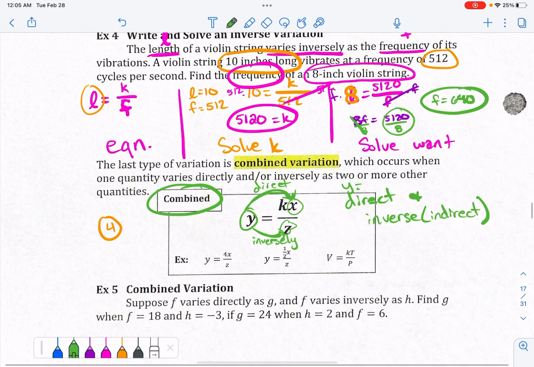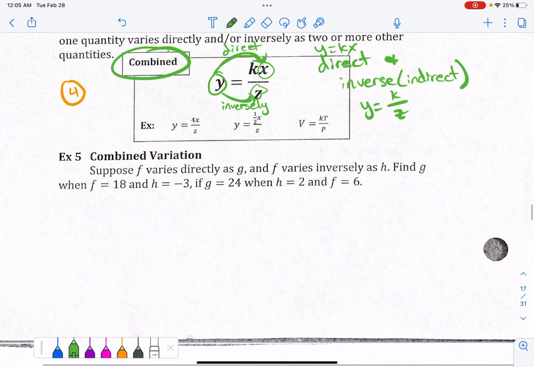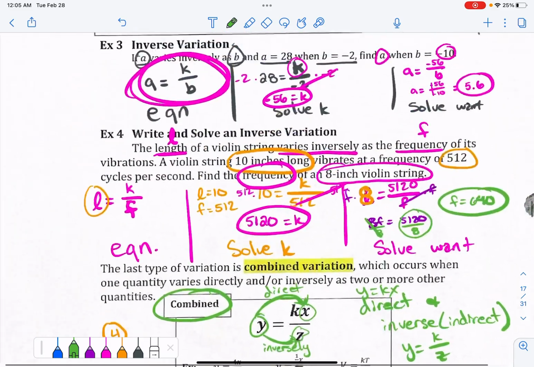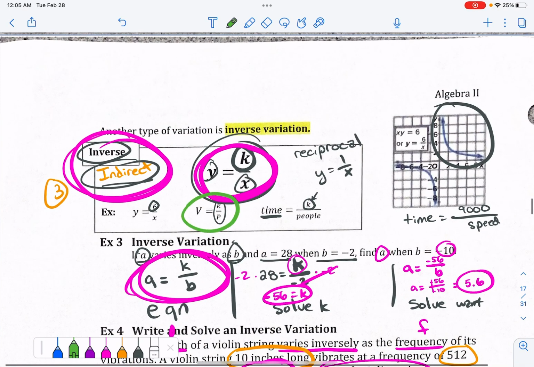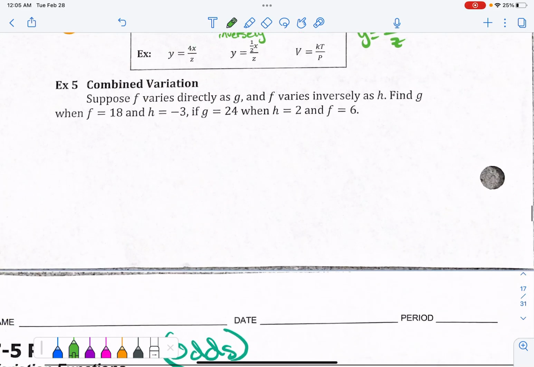Direct looked like y equals kx, which is what you have here, and inverse was like y equals k over z, which is what you have here. So it's like combining those two all in one, and that's a combined variation. Here's an example of this. This could be an example of combined variation: T is temperature, P is pressure, so that's volume equals temperature over pressure. That's a combined variation that you might see in physics or chemistry class.